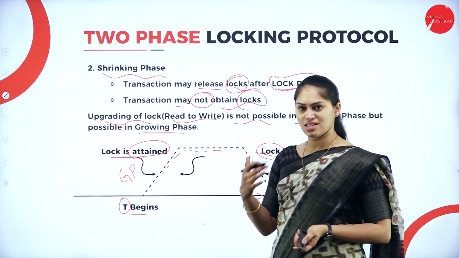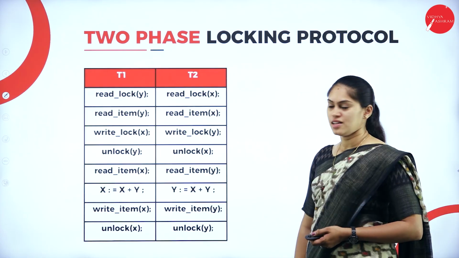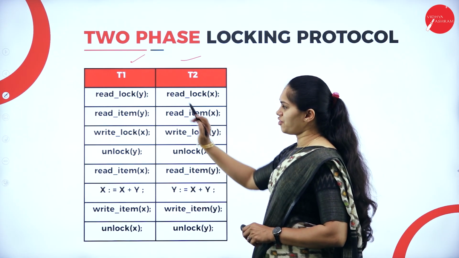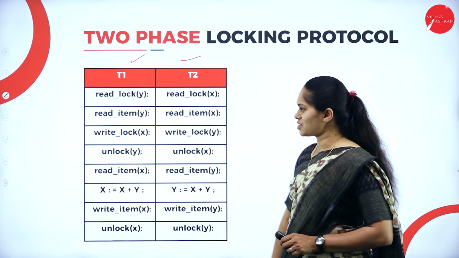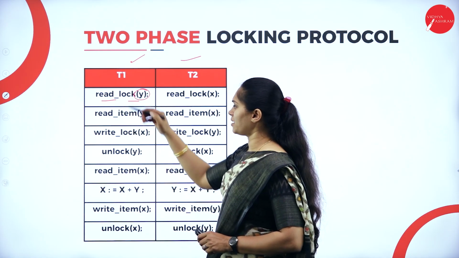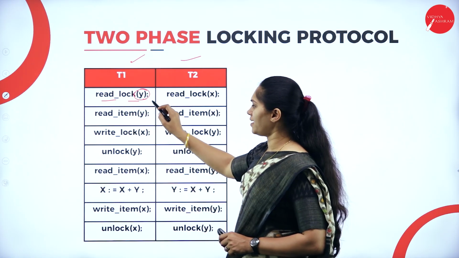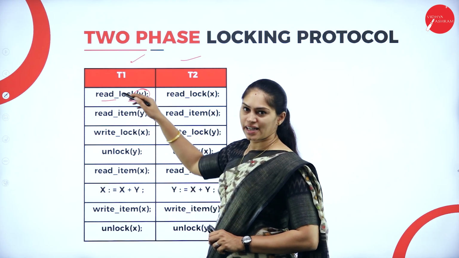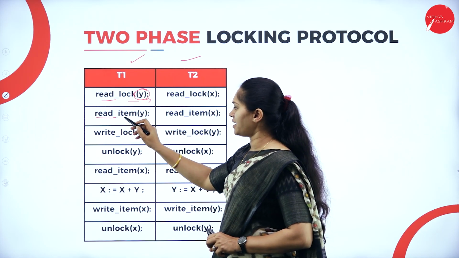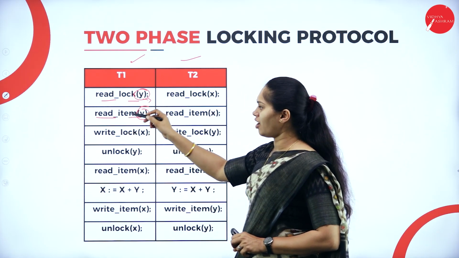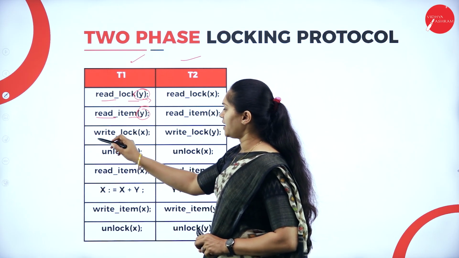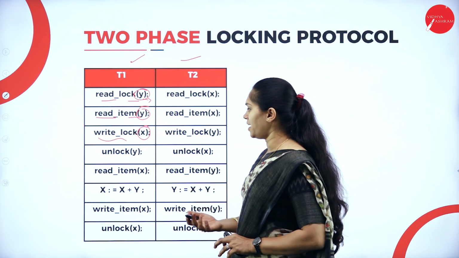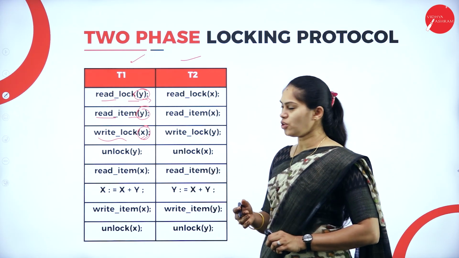This is how the two-phase locking protocol works. Fine. We have two phases, the growing phase and the shrinking phase. Here you can see an example. We have two transactions named T1 and T2. We are performing both locking and unlocking. As you see here, read lock of y. That means we are locking the data item called y for the read operation. That is the shared lock we are using here, and read item of y. Once it is locked, then only can we read it. Then write lock of x. If I want to make any changes or updates, write lock of x, there we are going to perform it.